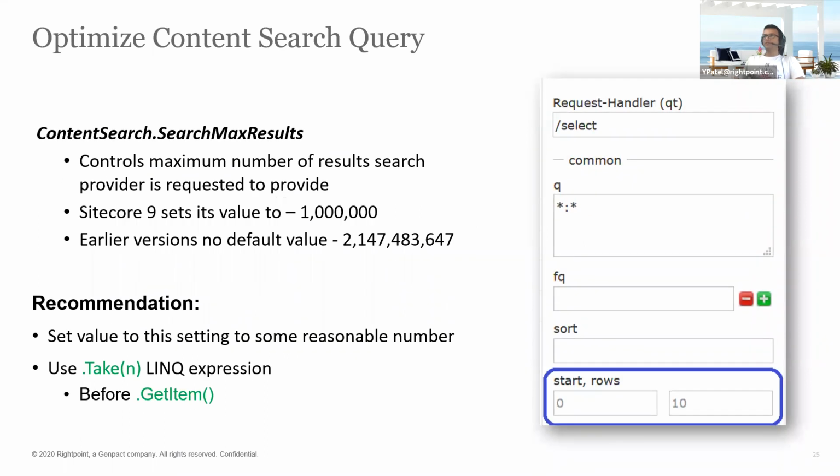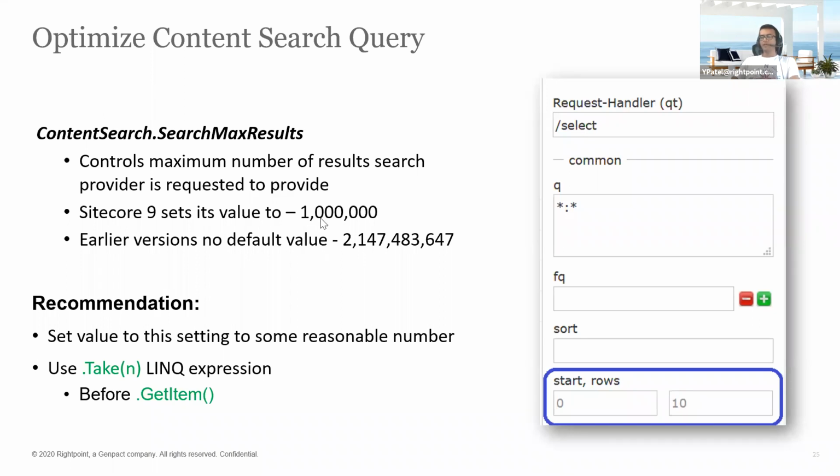Now let's look at optimizing the content search queries. If you know SQL, whenever you make a query from Visual Studio or SQL Management Studio, by default it fetches only 1,000 records. Similarly, when you make a query on Solr, it fetches only 10 items or documents. But in Sitecore 9, it fetches 1 million records.